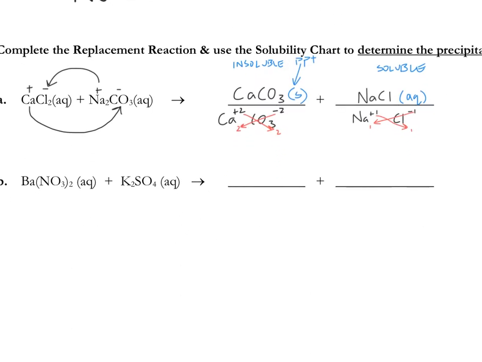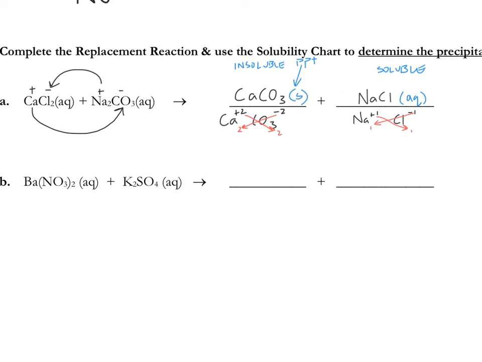Let's look at our next one. Next one's barium nitrate plus potassium sulfate. To help you find barium, barium is a metal, it's a positive charge. Nitrate is a negative ion. Potassium is a positive metal, and sulfate's a negative polyatomic ion. So the positives always bond with the negatives. So barium is going to form a bond with sulfate, and potassium is going to form a bond with nitrate. They're going to replace each other.